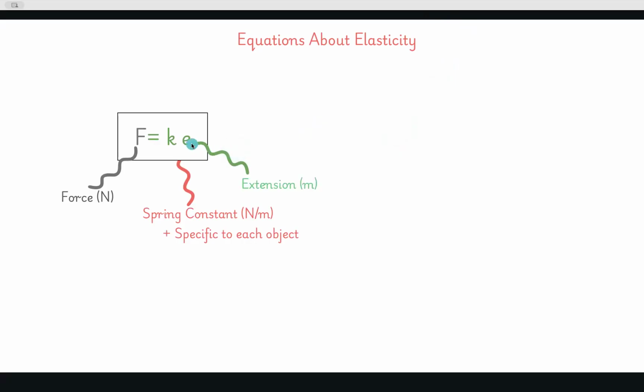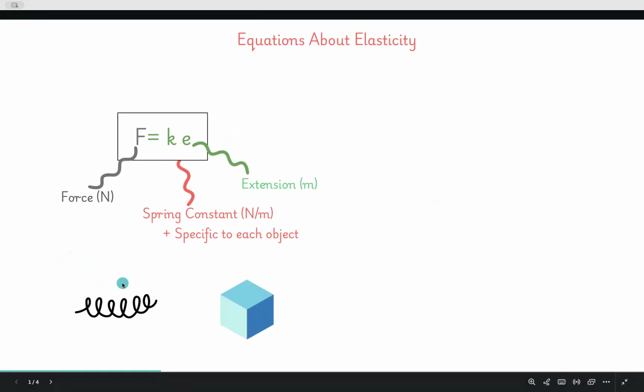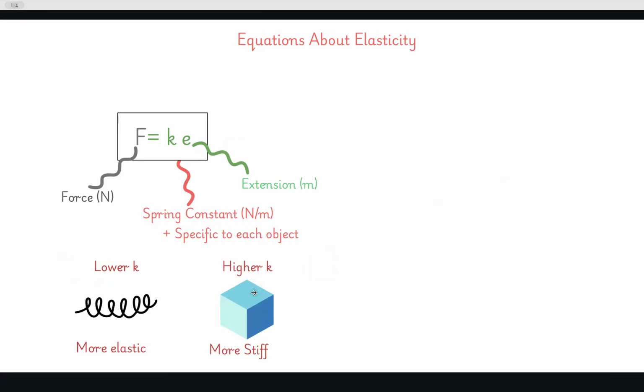So the spring constant is going to be a measure of how firm or elastic the object is, and it's very specific to each individual object. Now, if we look at these two materials, this one, let's say, has a lower spring constant, and this one has a higher spring constant. So the one that has a lower spring constant is going to be more elastic, and the one that's got a higher spring constant will be more stiff.